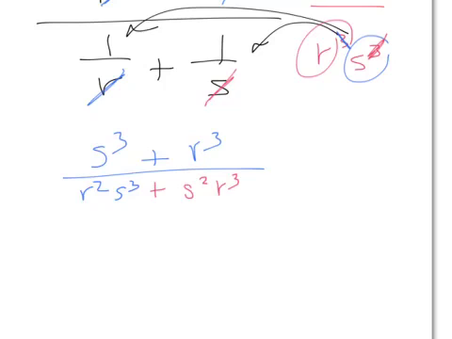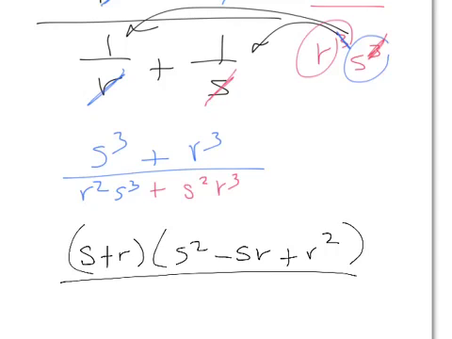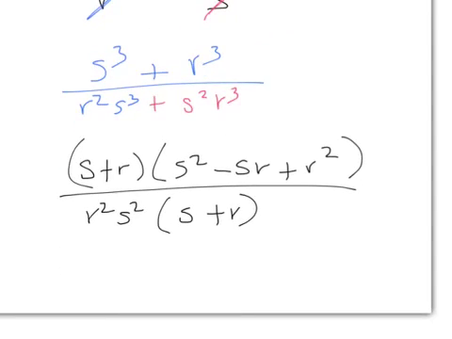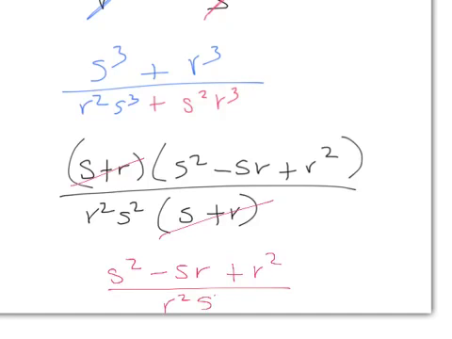Now what we'll notice next is the numerator is the sum of cubes. So we have to factor this as a sum of cubes. And if you remember sum of cubes, we get s plus r times the quantity s squared minus sr plus r squared. And in the denominator, we're going to see that we can factor out r squared, s squared out of both terms, leaving behind s plus r. And now we'll see that the s plus r on the top and the bottom both cancel out, leaving as a final answer s squared minus sr plus r squared all over r squared s squared.